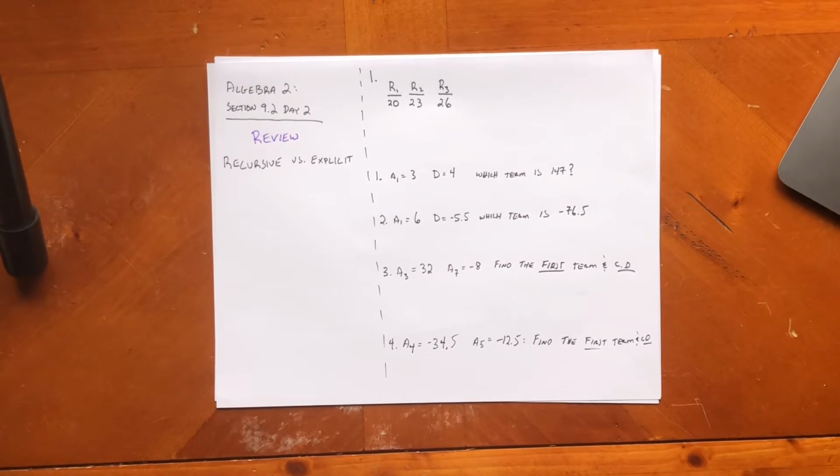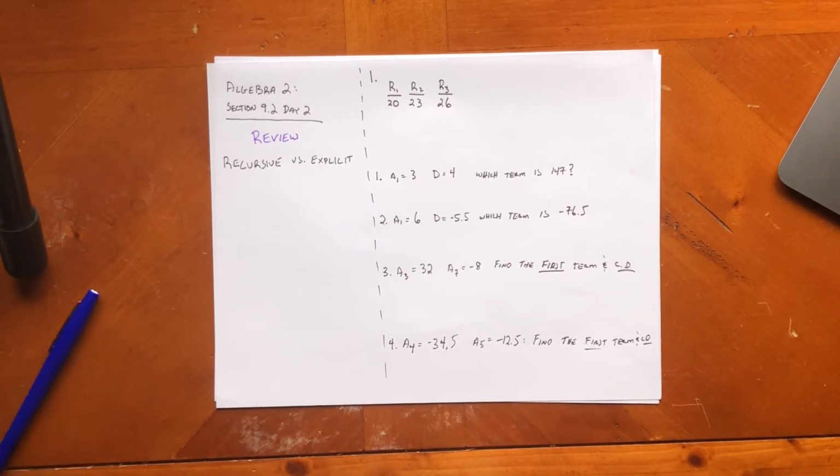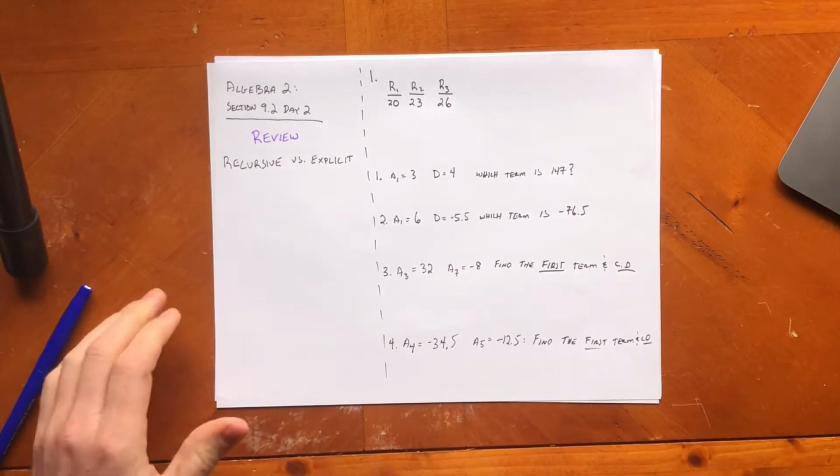All right, Algebra 2, 9.2, Day 2. Let's do a little review real quick. So you're learning about arithmetic sequences, which is going to be adding or subtracting the same number every single time. So like 1, 2, 3, 4, 5, 6, that's an arithmetic sequence because you're adding 1 every single time.